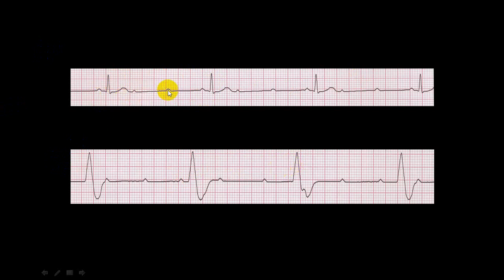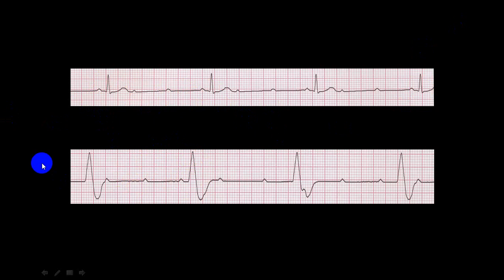And atrial rate is faster. If you see here, this is around 100. So atrial rate is 100. Ventricular rate is slow. That is idioventricular rhythm. But atrial rate is faster than ventricular rate, and P wave is not related to QRS complex. Both are independent. This is complete heart block with narrow QRS complex.